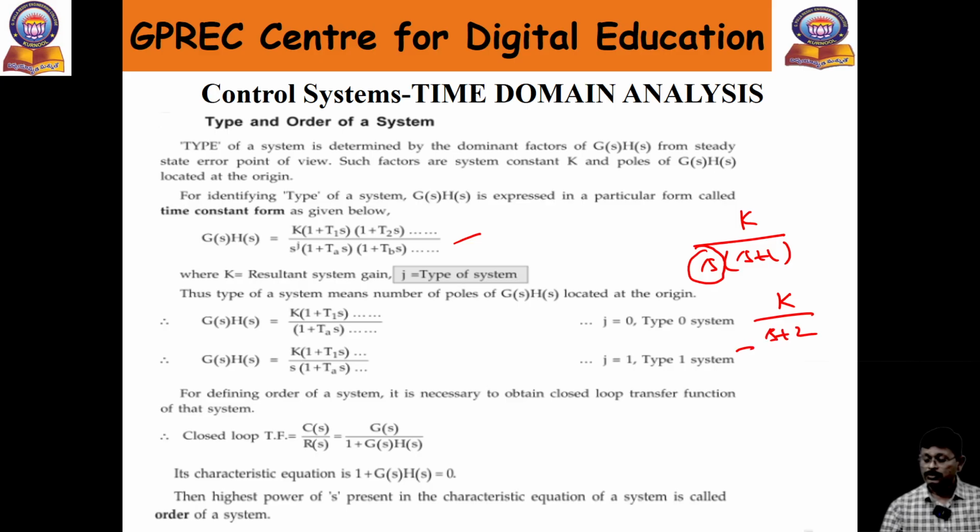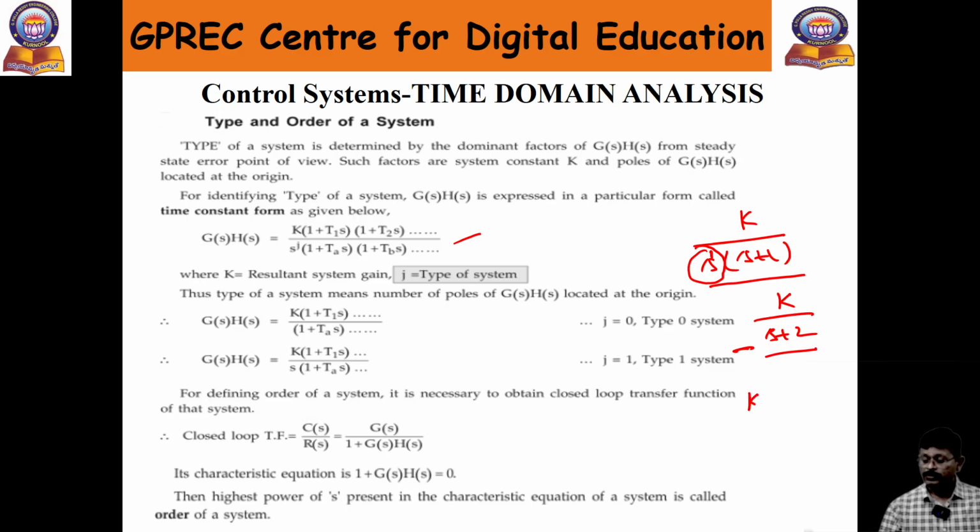Okay, here s is not there, so this is a type 0. Now s power 1 is there, so this is a type 1 system. Clear? Then how do we find the order? If you multiply, what will happen here? S square plus s. So what is the highest order here? S square. So this is second order. So in this case it is first order.